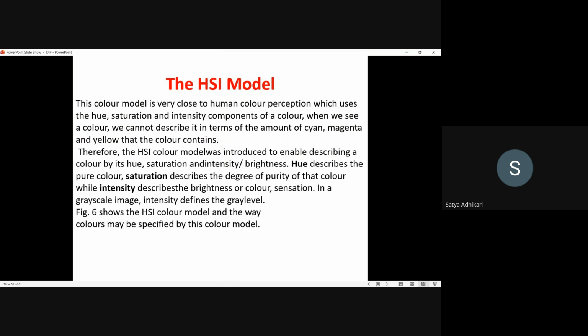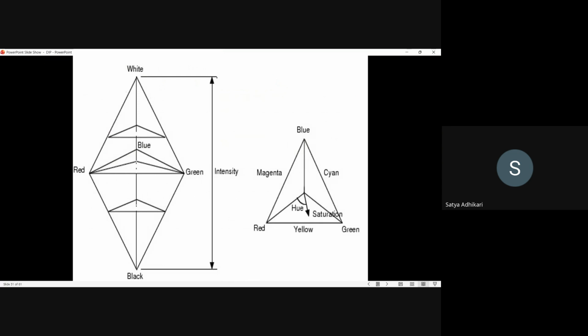Hue describes the pure color. Saturation describes the degree of purity of that color, while intensity describes the brightness of the color. In a grayscale image, intensity defines the gray level. This shows the HSI color model and the RGB color model. There is a figure you see.